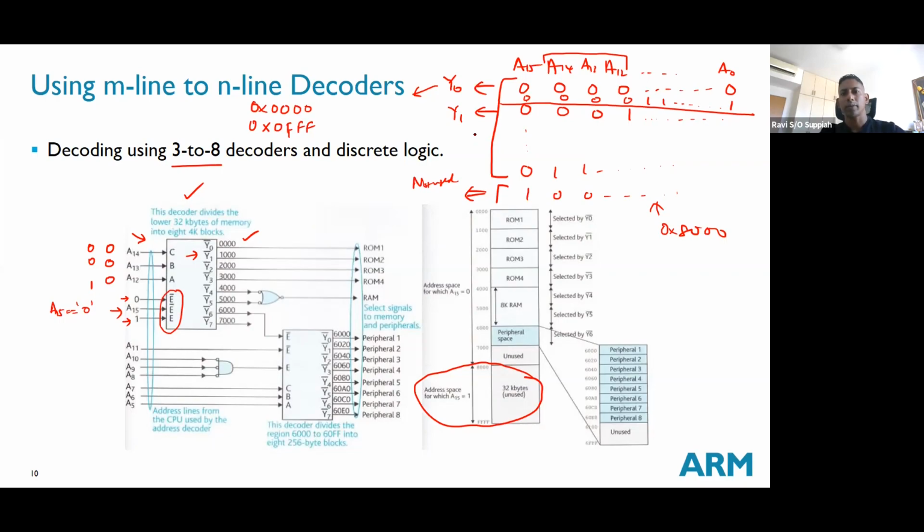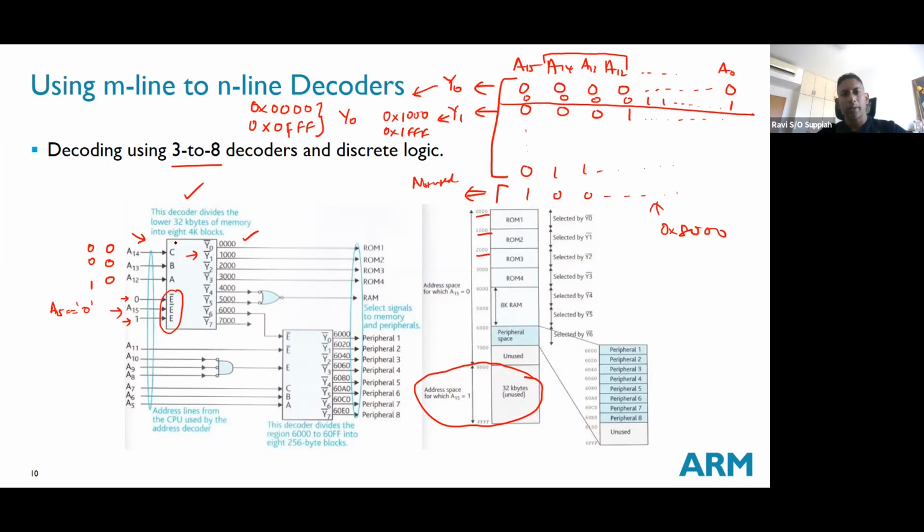Okay, 0, F, F, F. So that is the address range for Y0. Similarly, for Y1, it will start at 0x1000, all the way to 1FFF. Okay, so you can see that it breaks up into the address ranges as specified here: 0000, the next one is 1000, and 2000, and so on.